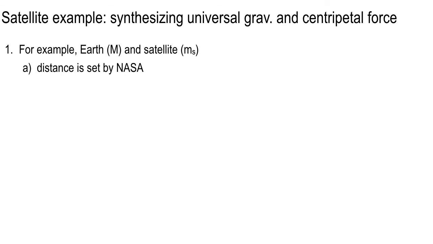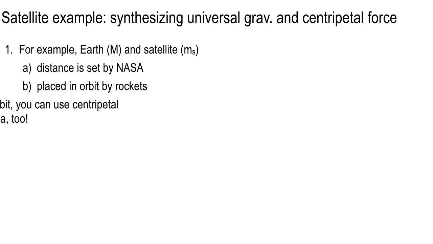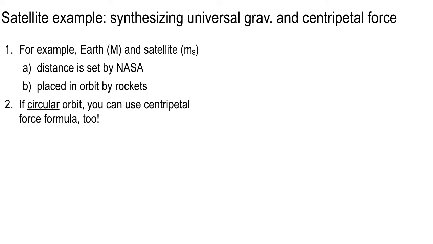Okay, now the distance of the spacecraft orbit is set by NASA, and it's placed in orbit by rockets that NASA develops and fuels up with just the right amount of fuel and so forth. Now, if the spacecraft has a circular orbit, it's particularly easy to work with. It's not too bad for an elliptical orbit. You can work on it. But what we're going to concentrate on is a perfectly circular orbit. It's really easy to work out.